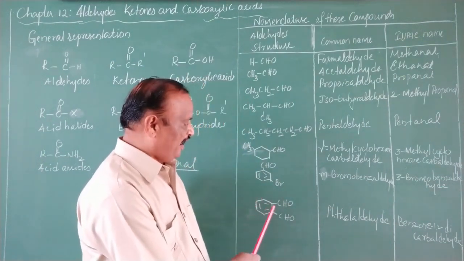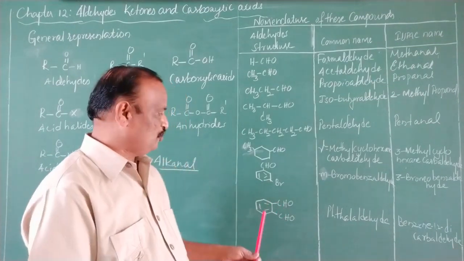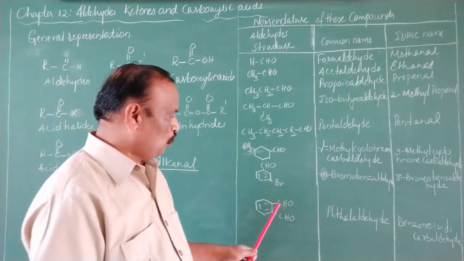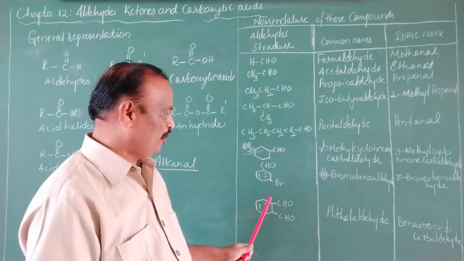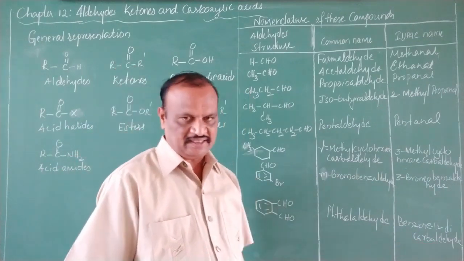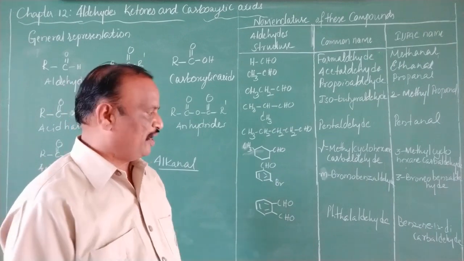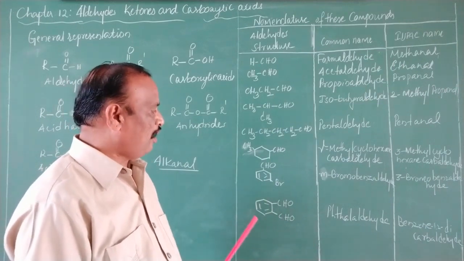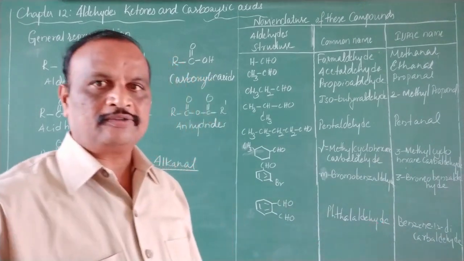There is one more aldehyde here, in which two aldehyde groups are attached to the benzene ring, adjacent to each other, at the 1 and 2 positions only, therefore benzene 1,2 carbaldehyde it is. That's how we should name it there. So we call it benzene 1,2 carbaldehyde, or commonly this is called phthalaldehyde.